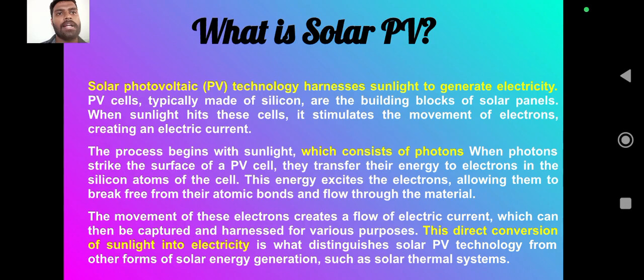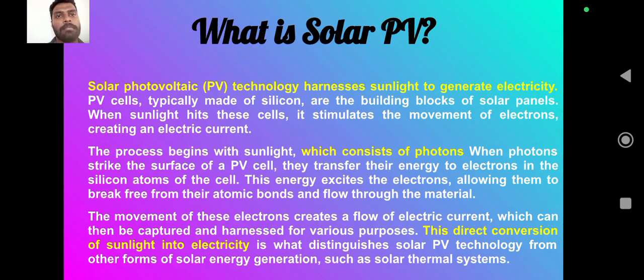And here they are shown how the solar panels play a major role in generating electricity from the sunlight. That is, the solar panels are made up of silicon. Okay, and when the sunlight falls on this, the electrons in the silicon atoms get excited, and the sunlight stimulates the electrons to move, thereby generating the electricity.